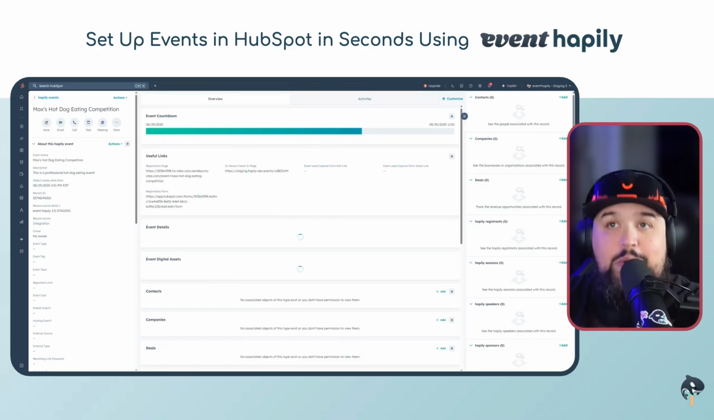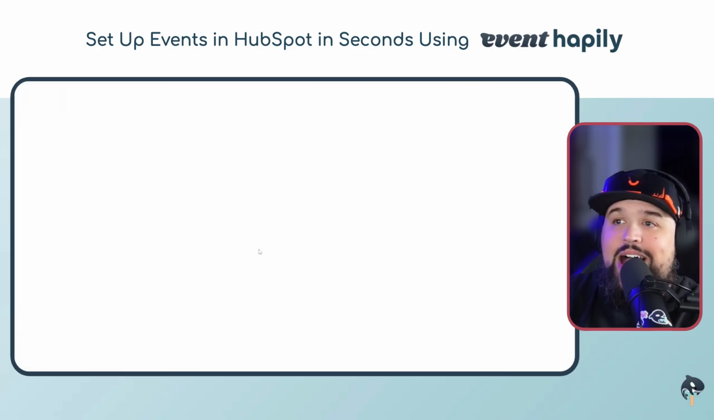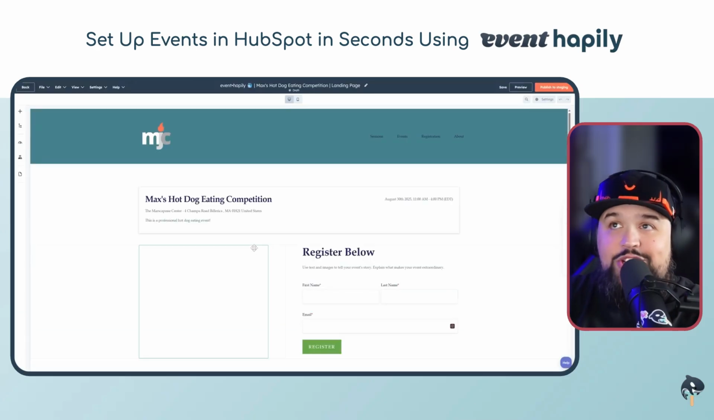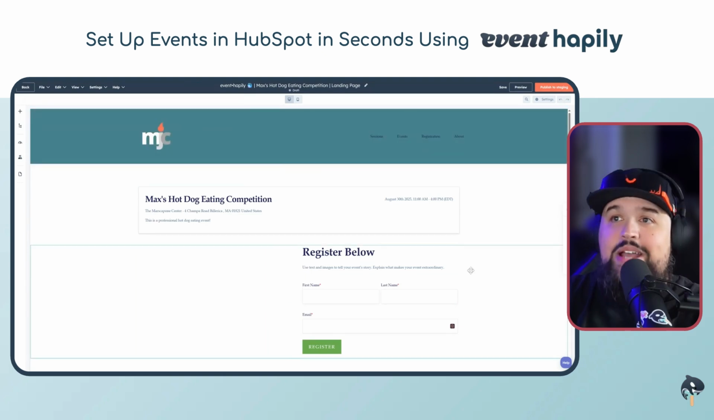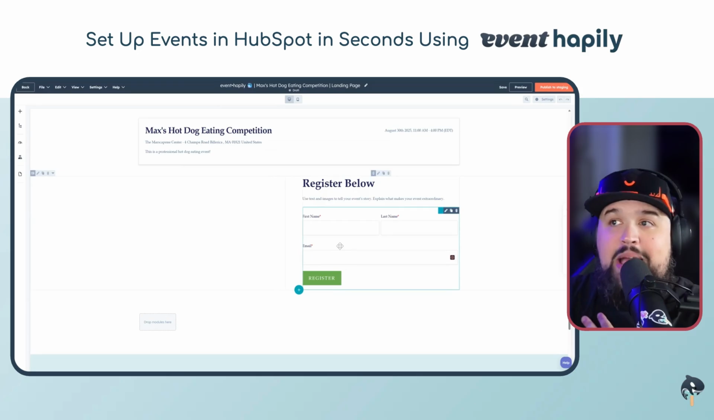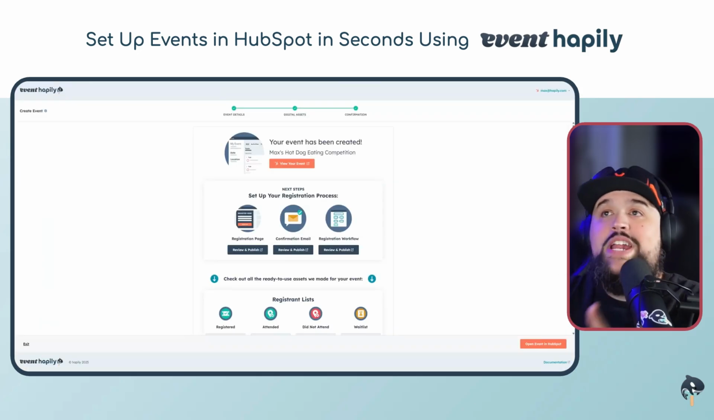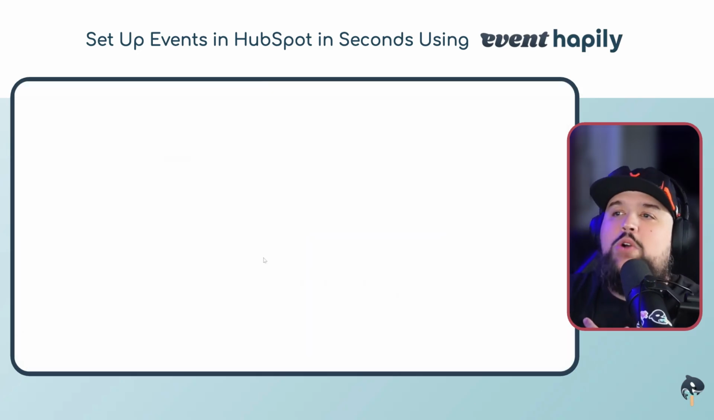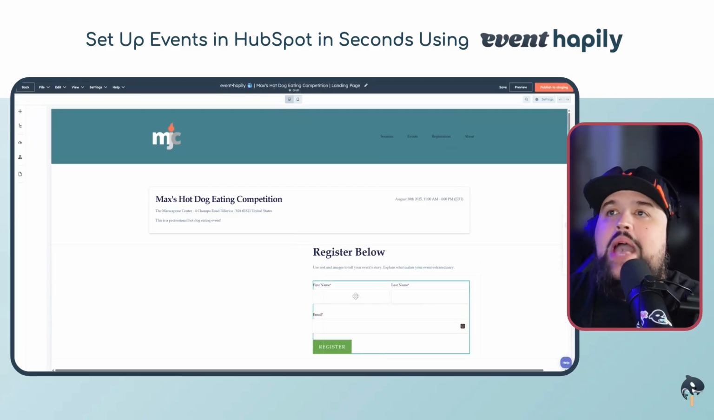So my event record is already created for me. I can go take a look at the page that was created for me as well, right? So we can see that it's built inside of my theme. It injects all the information from my event. This form is already ready to go. If I wanted to add some questions to the form, I could just go edit the form, right?